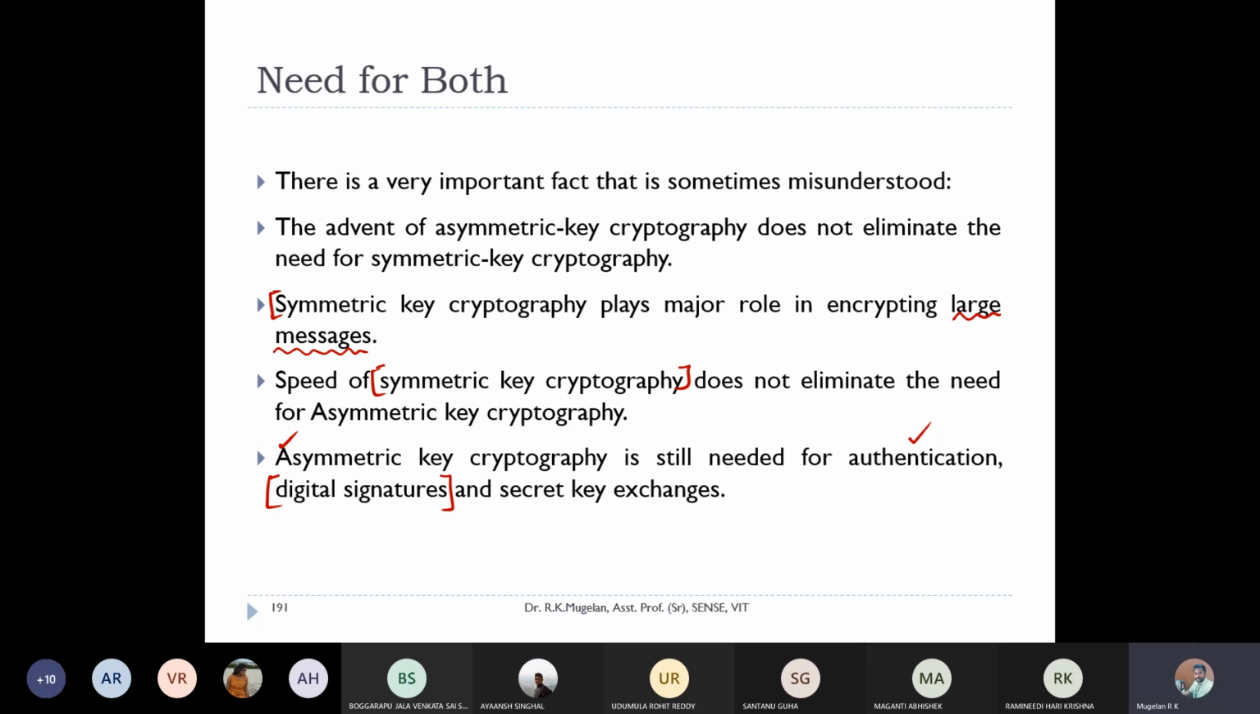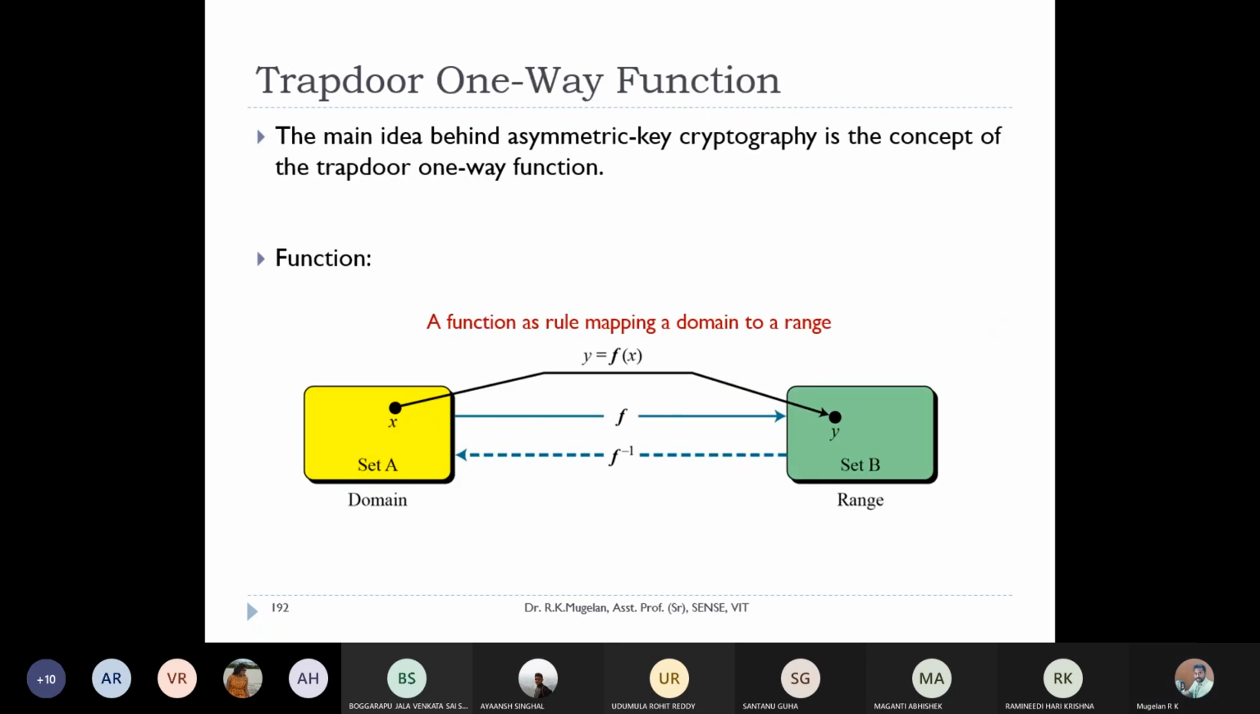So the key has to be exchanged. To exchange this key very efficiently without leaking it, because once the key is known, there's no use at all using symmetric key cryptography, right? So for the secret key exchange itself, asymmetric key cryptography is going to help my symmetric key cryptography system, right? So we need the coexistence of both crypto systems for a modern day cryptographic system.